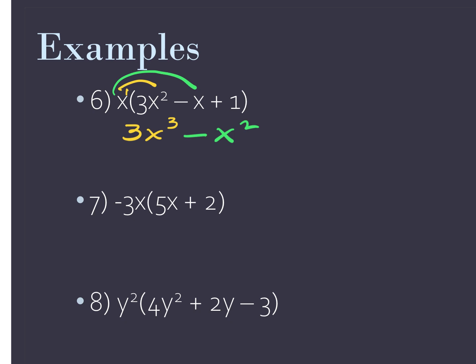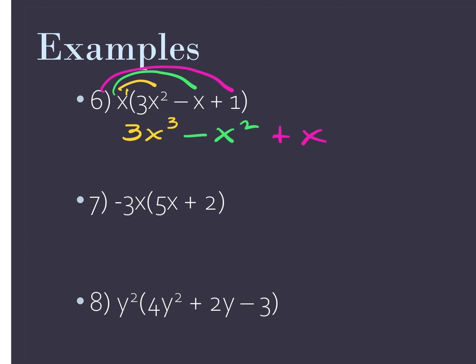And then lastly, distribute the x to the positive 1, which just gives me an x. And notice it's in standard form. It starts with x to the 3rd, counts down to x squared, and then finally the x. No constant in this problem. The next one, same thing.